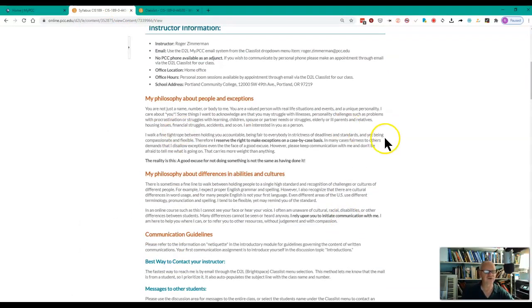I have 2 sections here that I think are important. They're important to me anyway. The first one is just about people and exceptions, and I'm going to more or less read this, or at least talk you through it. The first thing I want to say in here is that you are not just a name, a number, a face, a body. To me, you are a valued person. I very, very strongly believe in that. I take interest in who you are, and I care. I care very much about you. I can't stress that enough.